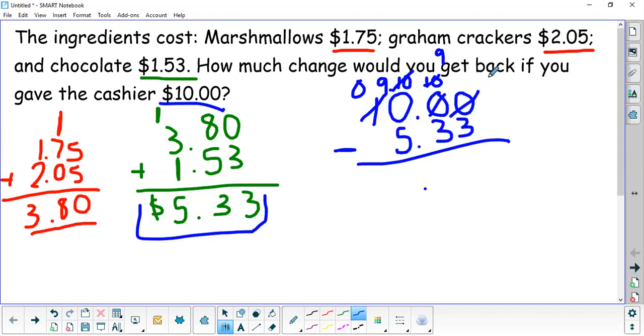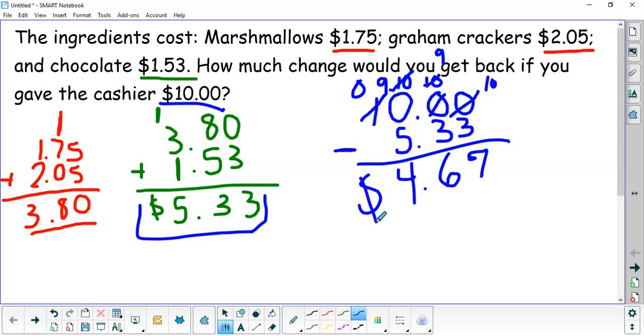I'm going to break that tenth into hundredths. Sorry, I said that wrong. And so now I have 10 hundredths, right? Because I took 1/10 and made it 10 hundredths over here. All right, so now we have 10 minus 3 equals 7. 9 minus 3 is 6. 9 minus 5 is 4. So our total change is $4.67.